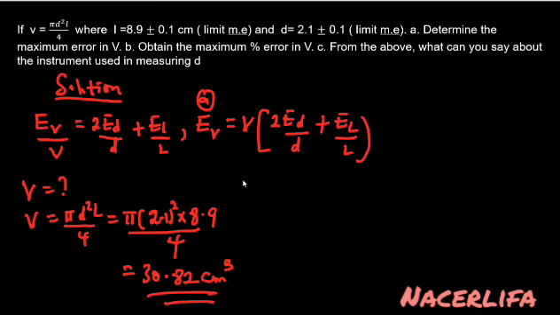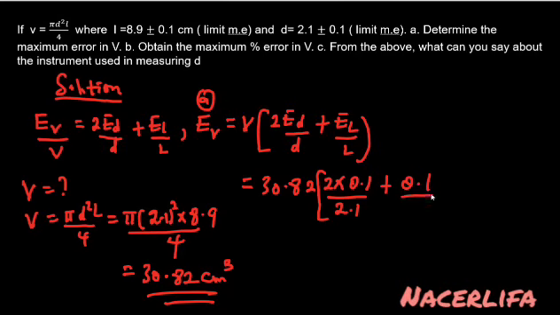So we can now come to this formula and replace. We have 30.82. So you have 2 times the maximum error in d, this is limit estimate maximum error, is 0.1, upon the value of d. The actual value of d is 2.1, plus the maximum error in l, which is 0.1, upon the actual value of l, which is 8.9. Once you do this math, you have that the maximum error in V is approximately 3.3. So this is the maximum error in V.